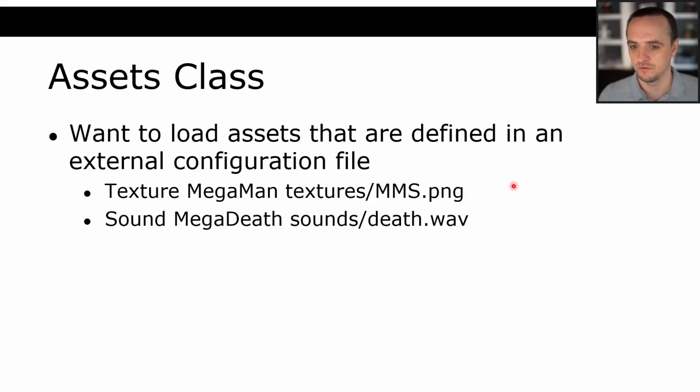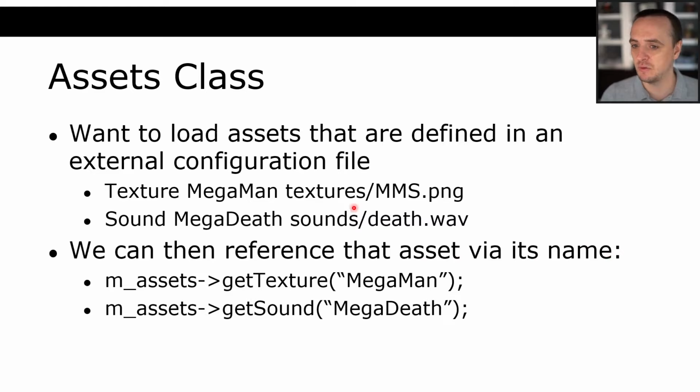Similarly, maybe I want to store a sound, and so I'm going to say load this sound. It's called Mega Death, not the band, but like maybe when Mega Man dies, there's a sound. And that sound asset is stored here. Okay. And then later in our game engine, when we want to get access to these things, we are going to reference the asset via the name that we gave it in the configuration file. So I can say, hey, assets, get texture Mega Man. Hey, assets, get sound Mega Death, right?